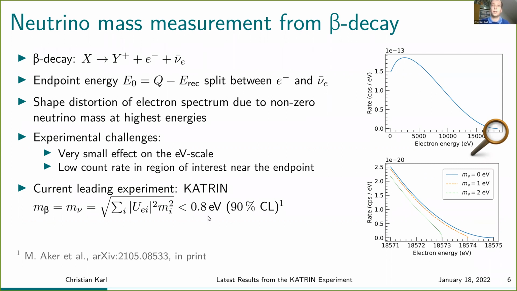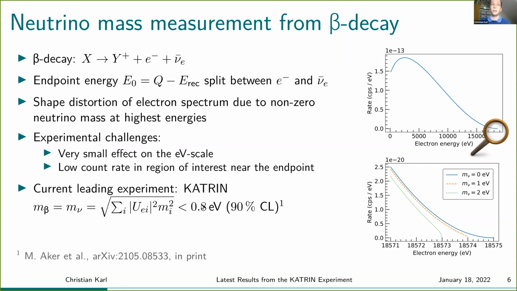And our latest result limits the electron neutrino mass to less than 0.8 eV at 90% confidence level. The paper here too is already on arXiv and it's in print. And of course, I will now be focusing during this talk to explain how KATRIN measures in detail and how we came to these 0.8 electron volt.